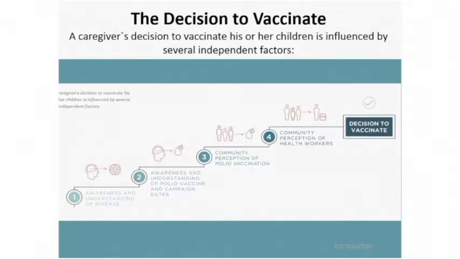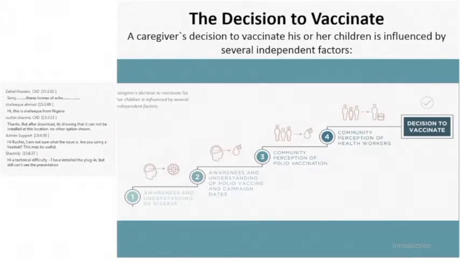So the first one is more on the awareness and understanding of the disease. Initially, the caretaker has to understand what the polio disease is, be able to appreciate the risk behind it, so that he or she would be more sympathetic to vaccinating the child. The second step, which is also important, is awareness and understanding of the polio vaccine itself, to have more confidence and trust to give to the child, as well as on the campaign dates. Without the campaign dates, as you would probably agree, the caretaker may not be able to know when to bring the child to the vaccination booth or when to be home to make sure the child is there.